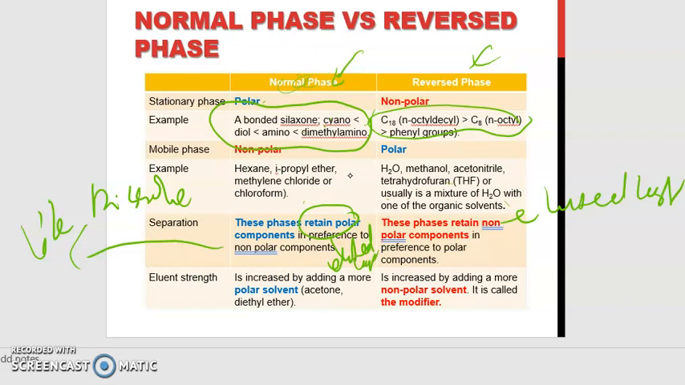Eluent strength, macam mana kita nak bagi dia cepat keluar? Eluent strength ni apa maksud dia? Nak reduce retention time, eluent strength is increased by adding a more polar solvent. Example, acetone and diethyl ether. Tambah dekat mana? Tambah dekat sini, hexane ni semua ni. Or in reverse phase, eluent strength is increased by adding a more non-polar solvent. It is called modifier. Yang ni kita tambah modifier supaya dia jadi non-polar. So, yang non-polar sample yang stay longer tadi akan keluar cepat sikit.